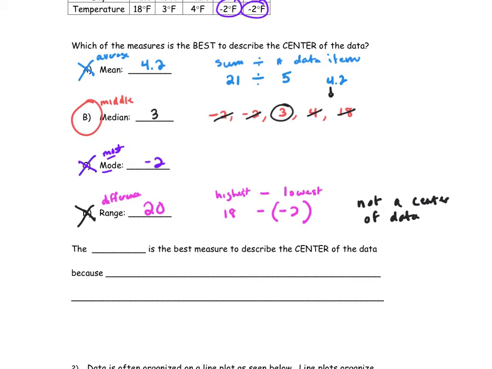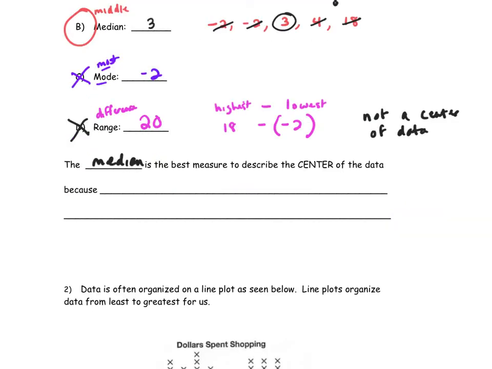So out of all the 3 that are actually centers of data, the median would be the best. So we're going to write that. The median is the best measure to describe the center of the data. Because by process of elimination, the mode is negative, and the majority of the data is positive.